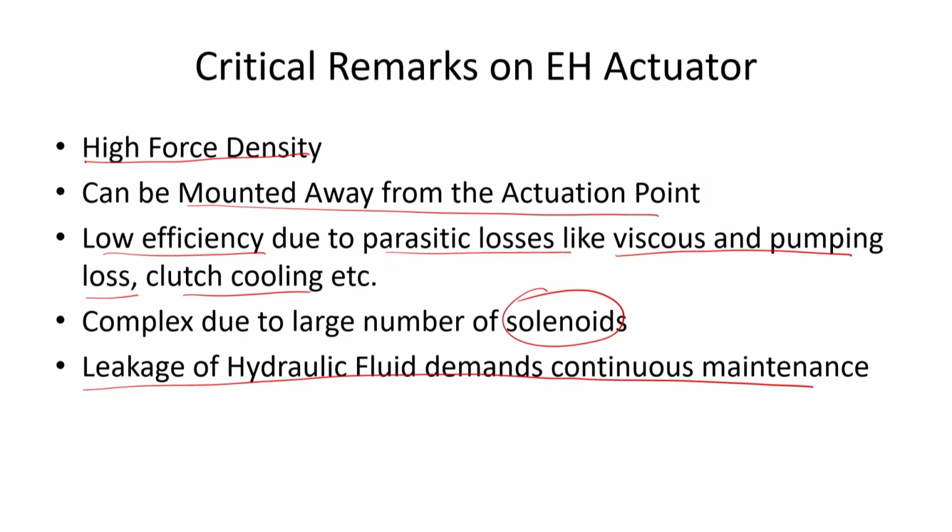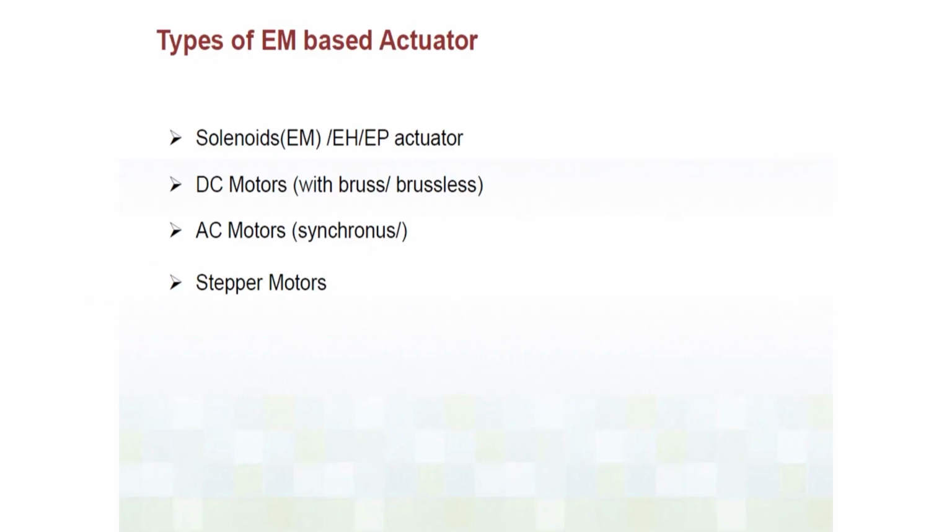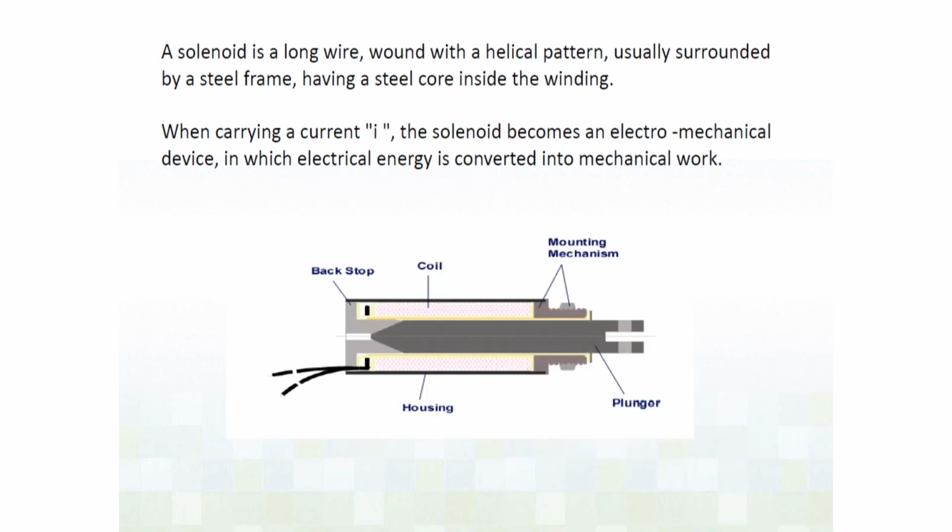Now, from the electrohydraulic system, we will go to another type of system which is called the electromagnetic system. So, the EM here stands for electromagnetic system. Now, the electromagnetic system can be of 4 types: solenoids, DC motors, AC motors, and stepper motors. So, let us look into them quickly.